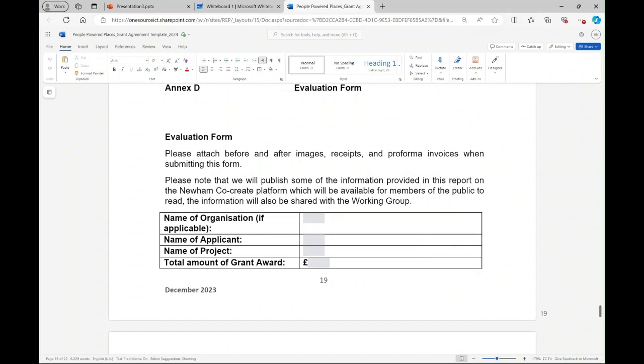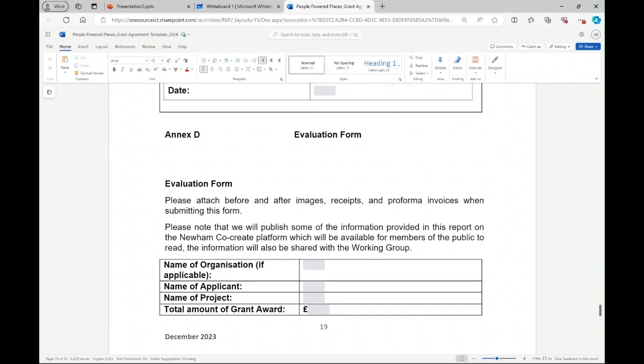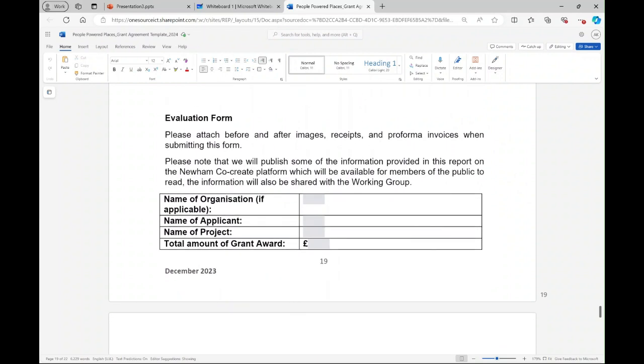So, evaluation form. I should have said, you can find these forms at the end of your grant agreement, which you signed when you first were awarded the funding. But please ask your community neighbourhood team if you need access.